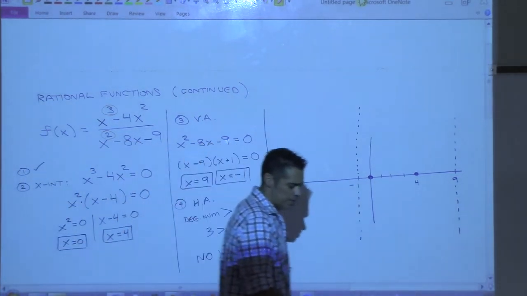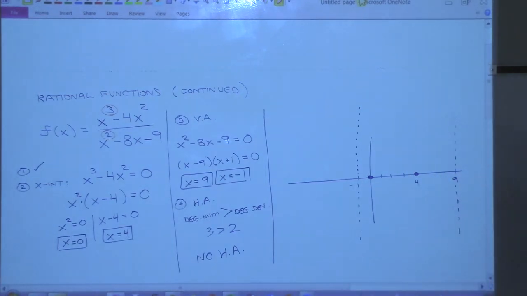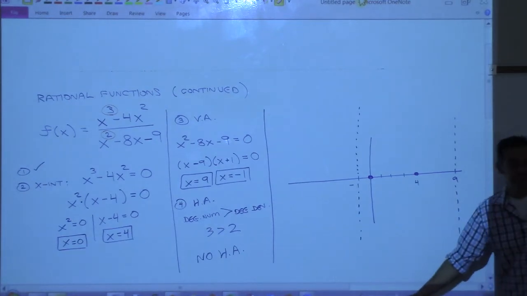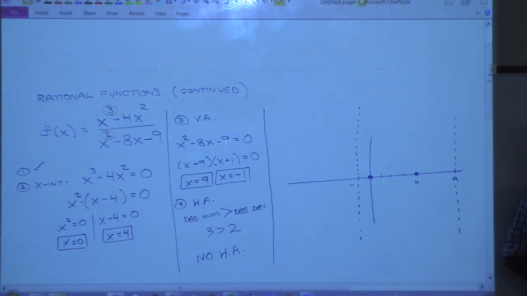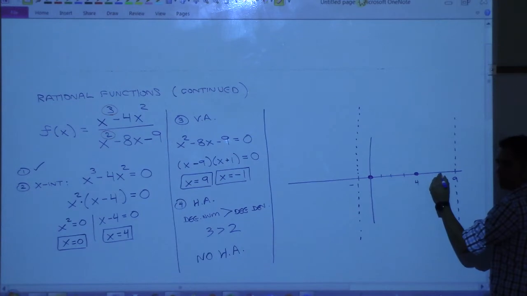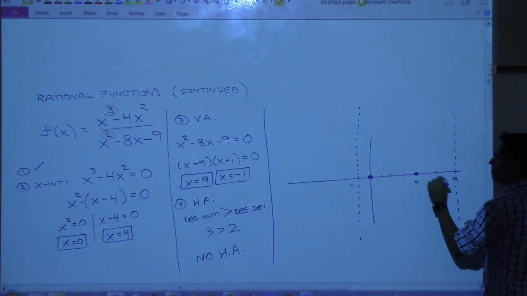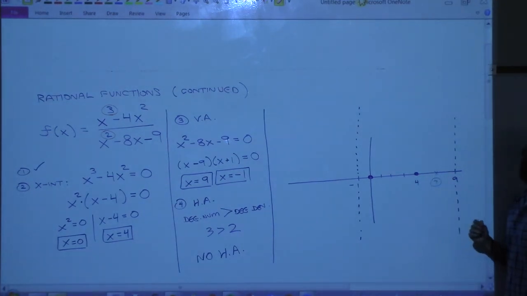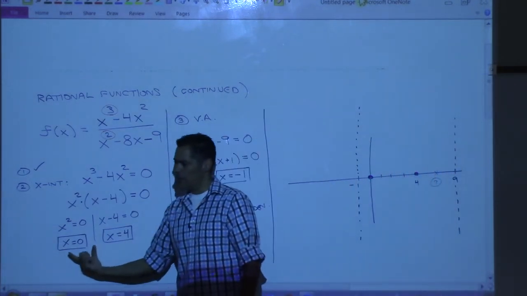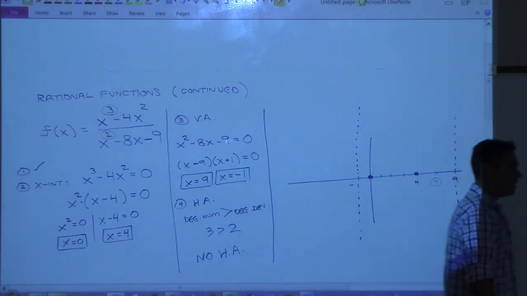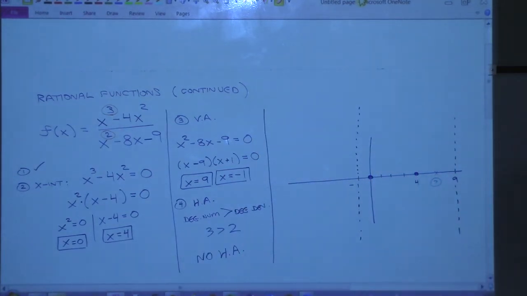So how about test points? Who wants to volunteer the test points for us? What test points do we have? Raise your hands. 7, right here? Everyone agree that's a good test point? How many test points should we have? We should have 5, because again, we had 2 verticals and 2 x-intercepts. That's one of them. Someone give me another one. 10 would work, and that's out here to the side.